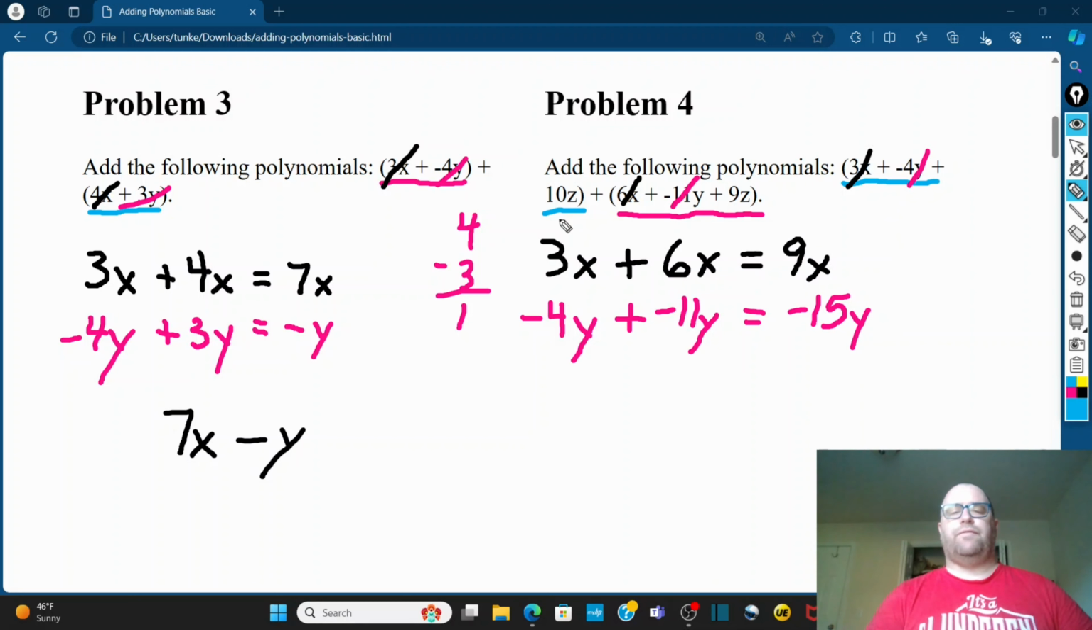And then we're going to finally do the z. So we'll do 10z plus 9z and that's going to equal 19z.